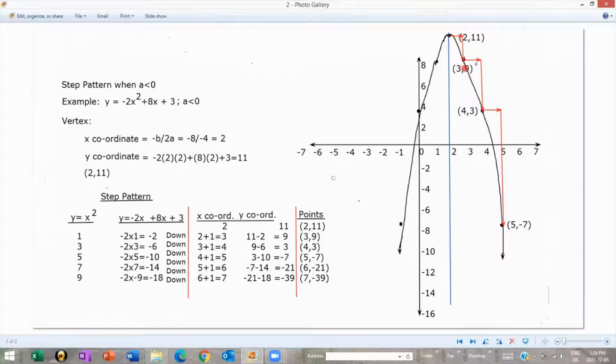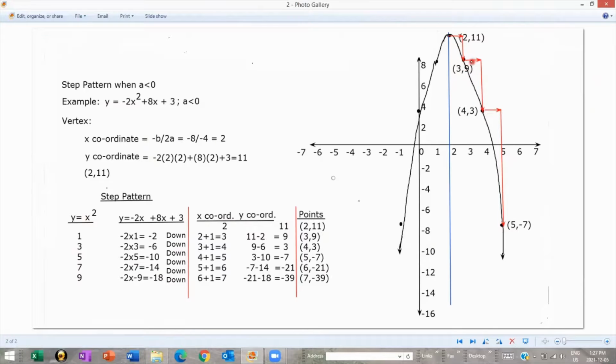Each step in x is 1 unit. You multiply by your a, negative 2. The basic step pattern is 1, 3, 5, 7, 9. Then you multiply each step by negative 2, and you get negative 2, negative 6, negative 10, going down. So the x-coordinates are these, the y-coordinates are these, and the new points are these points. Starting from (2, 11), then 3, 9; 4, 5; and so on.